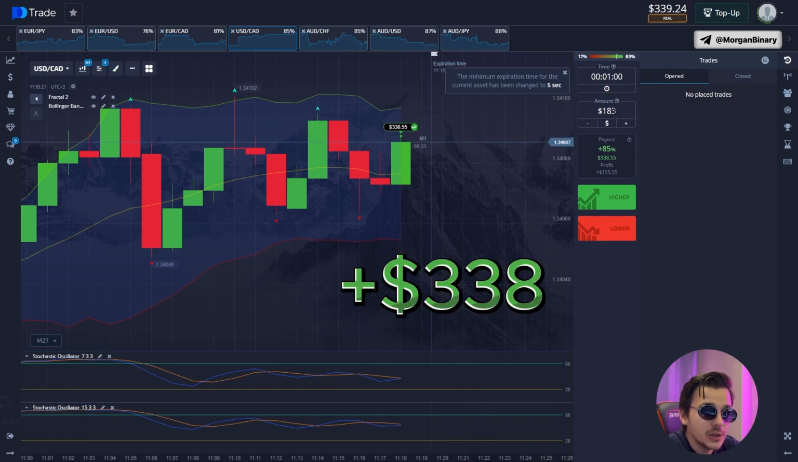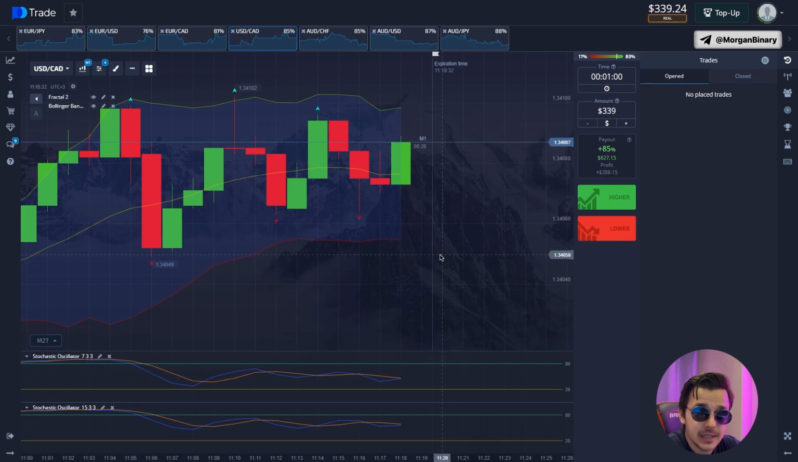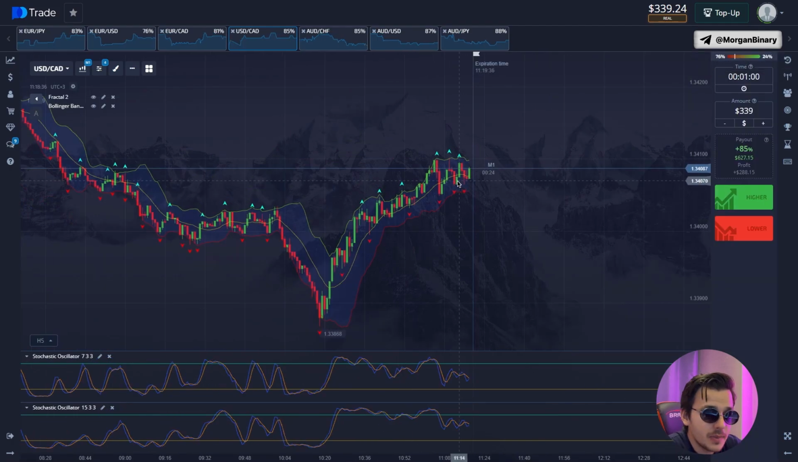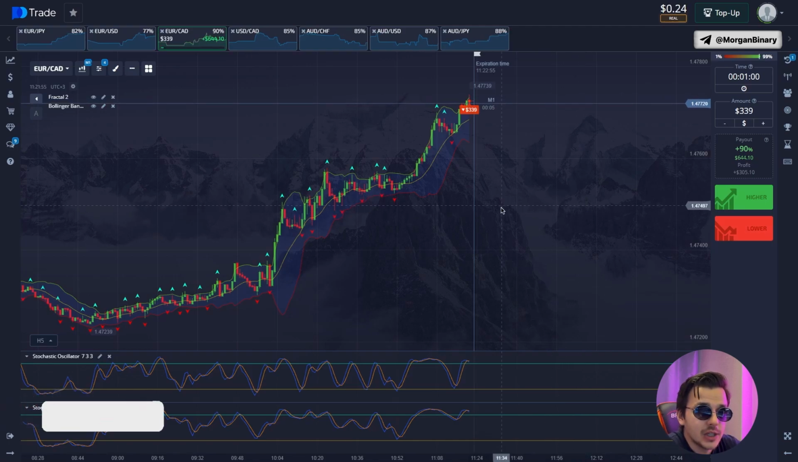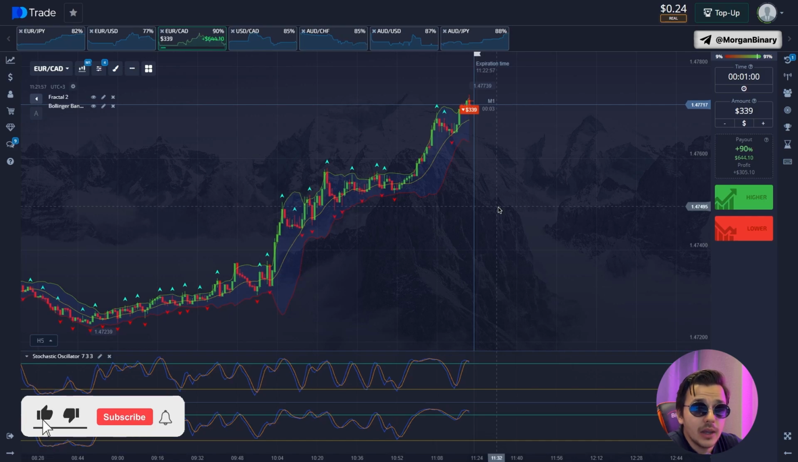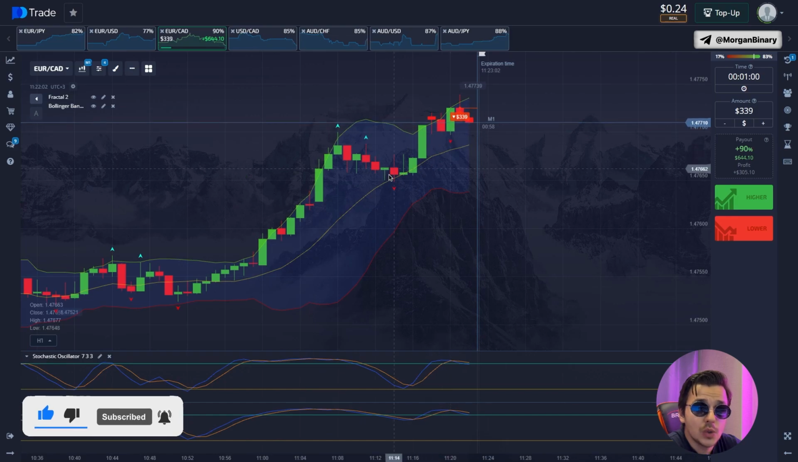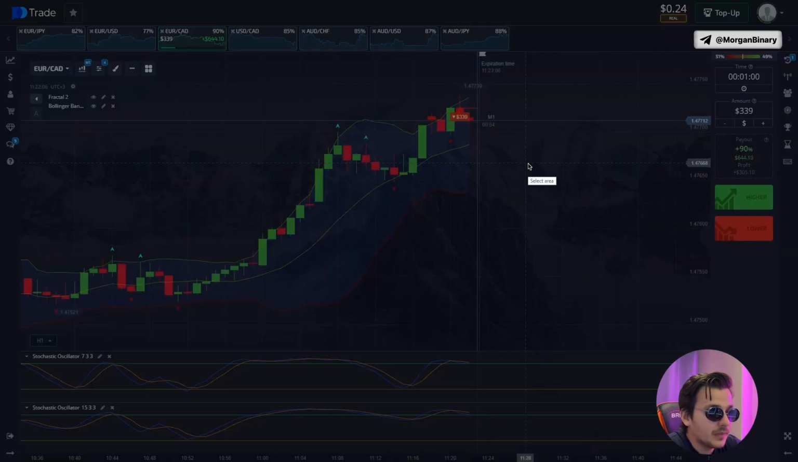I hope you understood how to work with these signals. Now let's open a sell trade using the same principle, and we'll pick the next currency pair. Now let's open a sell position here. This entry is a bit different because I couldn't find a signal that touches the middle Bollinger Band. But overall, this is 100% signal according to the strategy.